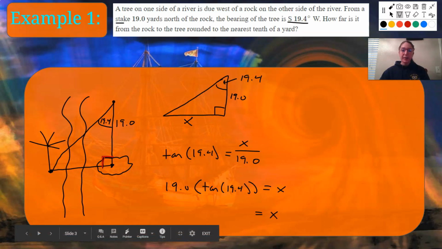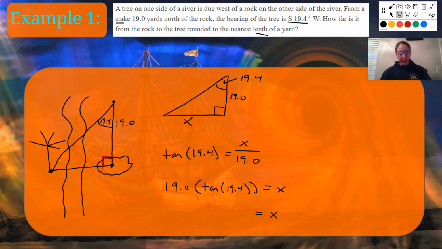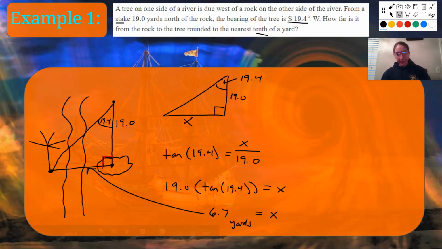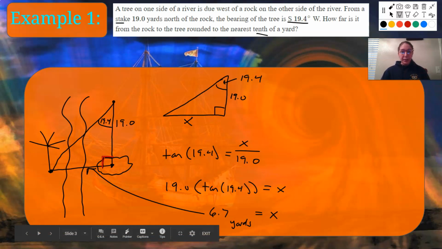We throw that in the calculator and we want it to the nearest tenth of a yard, which just means 1 decimal point. We would get 6.7 yards. So that distance here we just figured out is 6.7 yards using a combination of trigonometry and what we know about bearings of lines. All right, let's do one last example, and this last example is going to be a little more complicated than this one.